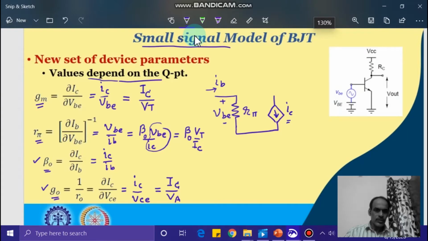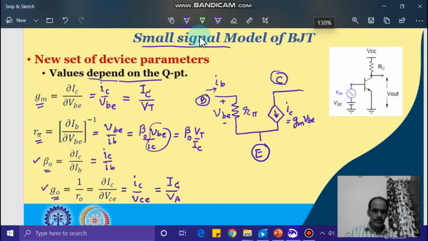So this is the collector terminal, this is the base terminal, and this is the emitter terminal. And then, also from collector to emitter, we have a finite conductance, which is g_o.